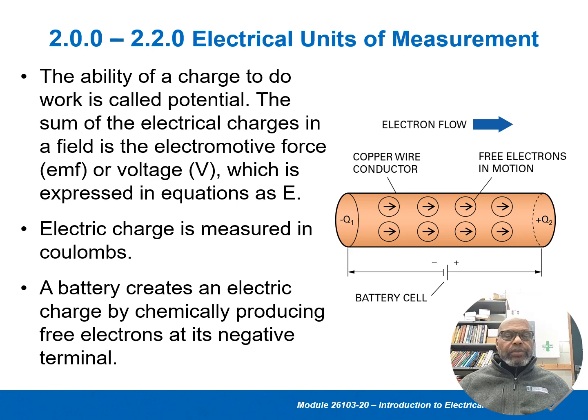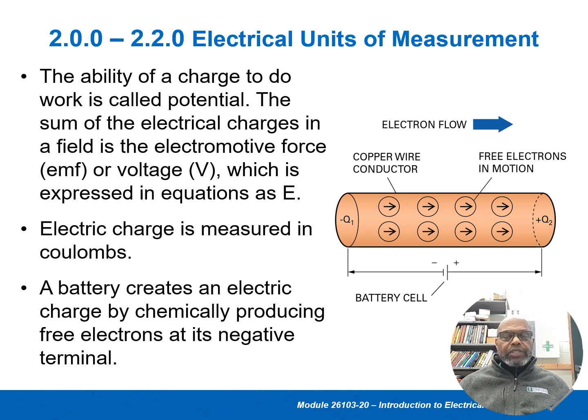So the sum of the electrical charges in the field is the electromotive force. We call that EMF. So when we hear people say electromotive force or EMF, all they're talking about is the voltage. How much force do you have? How much stacked-up electrons do you have built up? In equations we just call it E. So when we talk about voltage in electronic formulas, we use the letter E.